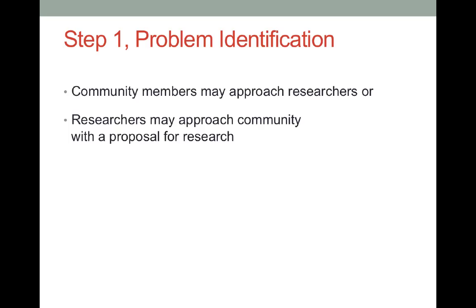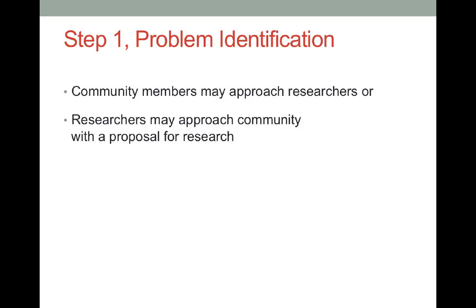First, you have to identify a problem. So community members may approach researchers with a specific problem that they want help with, or researchers may approach a community and propose working with them in a specific area to address a certain disease or to address a certain public health issue. For instance, researchers interested in diabetes prevention might identify a section of the city with high rates of diabetes. Then they can contact community organizations and agencies to determine if there's a community interest in participating in a research project on diabetes prevention.